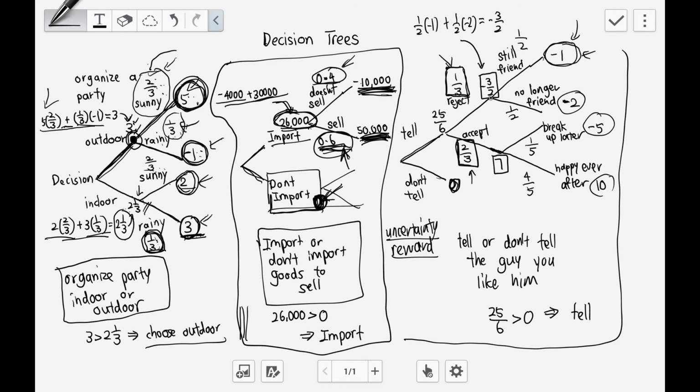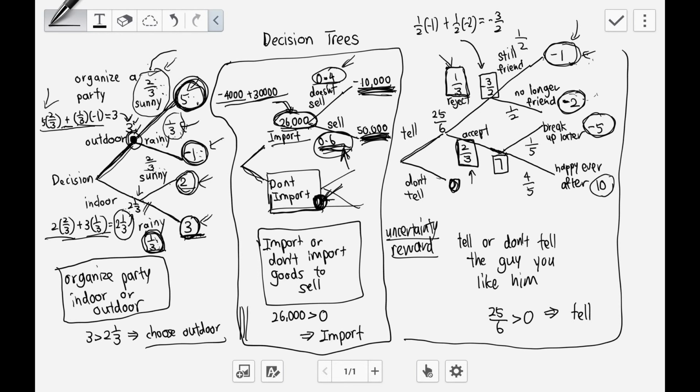Then if he rejects you and you're no longer friends, maybe you feel even sadder than the case where you still remain as friends. So let's say that is -2. And then what if he accepted you to be his girlfriend, and then they break up later? Maybe you are even sadder than in the earlier two scenarios. But it depends, somebody may be happier that they had a chance to be together. I'm just giving an example of how to give utility. And what if he accepts you, and then after that you live happily ever after? That's the best scenario. That's 10.